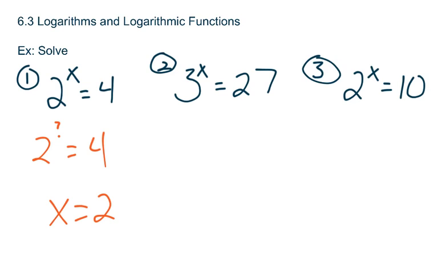Same thing with number 2. 3 to what power is 27? Well, I'm pretty sure that 3 cubed is 27, so then x is equal to 3.